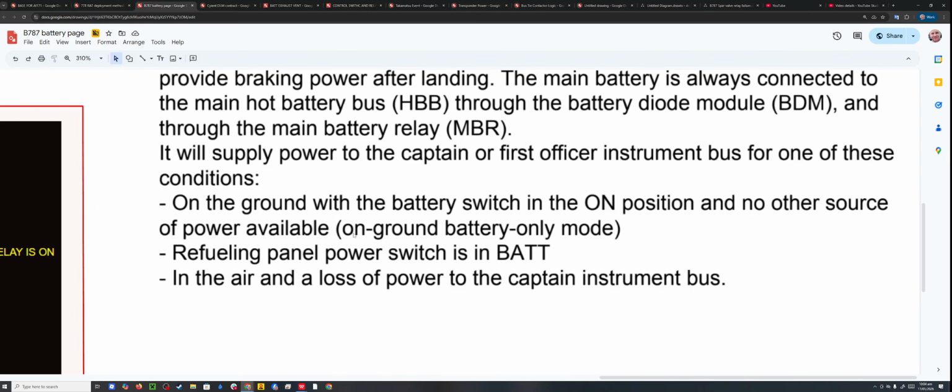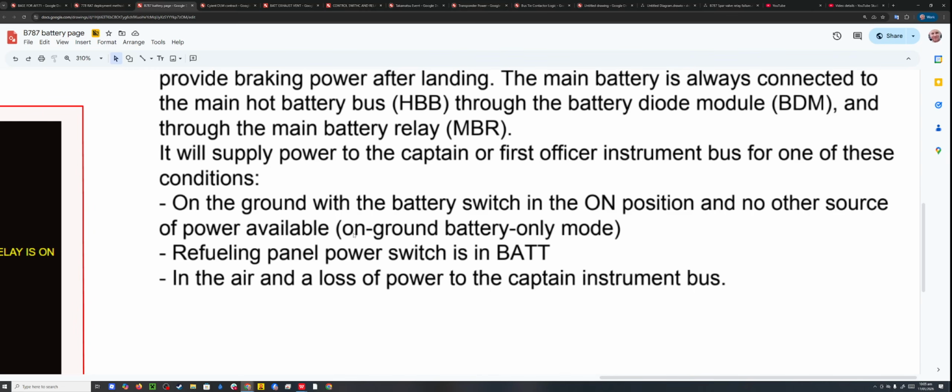What that means is if there is no power on that bus, the battery, through that one-way solid-state valve, the diode, supplies the power required. It's a no-break DC UPS. Power can come from alternating current source or from direct current source, storage. Okay, another one, it will supply power to the first officer instrument bus for the other condition, refueling. All right. Or in the air and a loss of power to the captain's instrument bus.